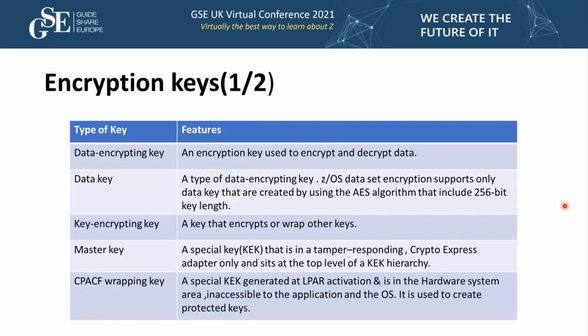Key encrypting key is a key that encrypts or wraps other keys. Master key is a special key encrypting key that is in a tamper responding Crypto Express adapter only and sits at the top level of a key encrypting key hierarchy. Master keys for all algorithms are stored on the Crypto Express hardware card in its hardware security module. CPACF wrapping key is a special key encrypting key that is generated at LPAR activation and is in the hardware system area, which is inaccessible to applications and the operating system. It is used to create protected keys.